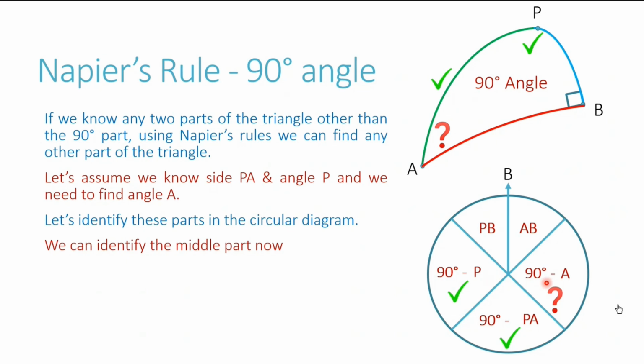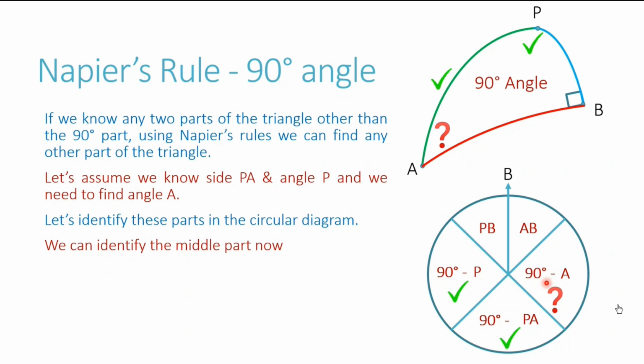The middle part should be identified in such a way that the remaining two parts, both of them, should either be adjacent to the middle part or both of them should be opposite to the middle part. Now, what do we mean by adjacent and opposite?